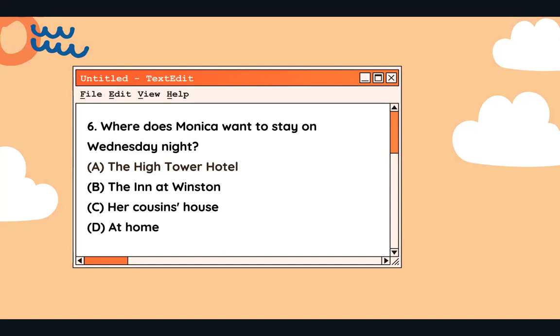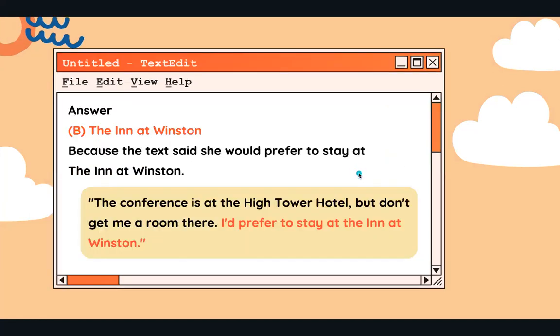Okay, time's up. So the answer is B, the Inns at Winston, because she said that she would prefer to stay at the Inn at Winston, which you can see from the passage in line 4, that the conference is at the Hightower Hotel, but don't get me a room there. I prefer to stay at the Inn at Winston.